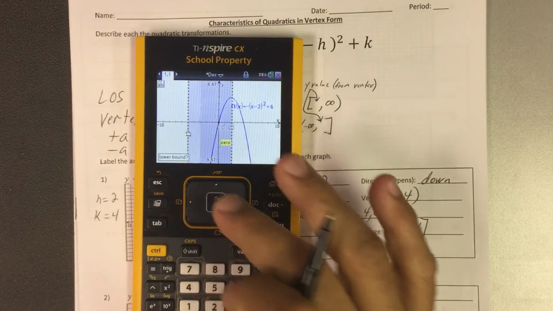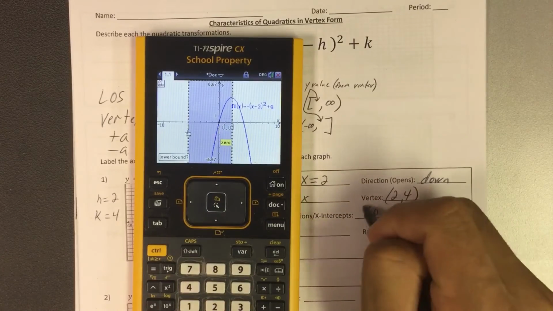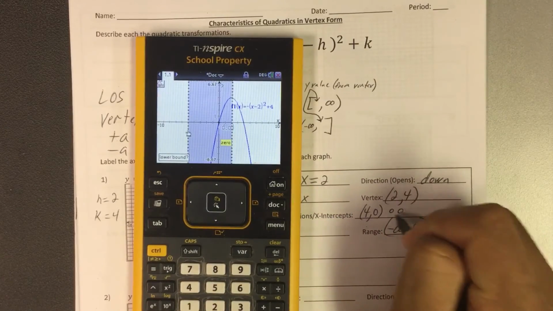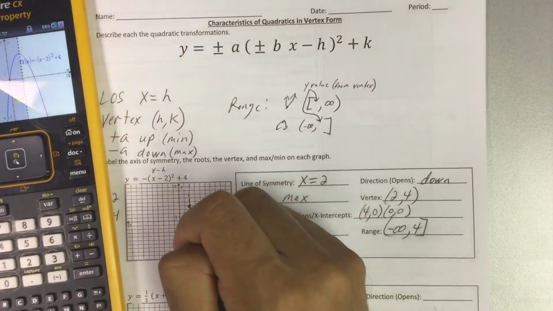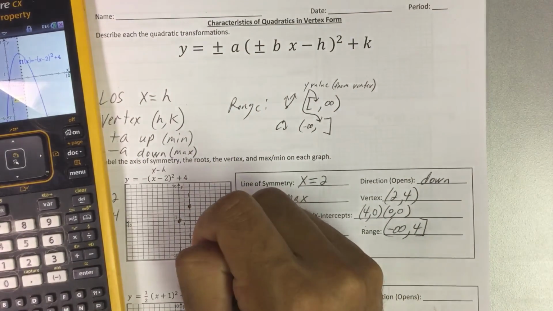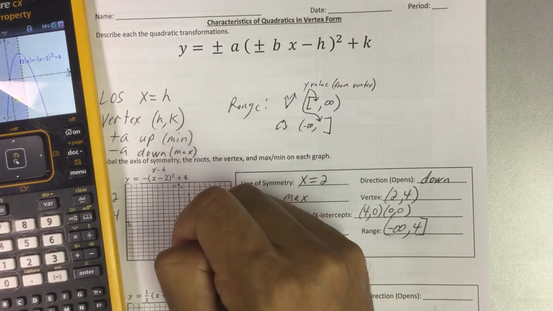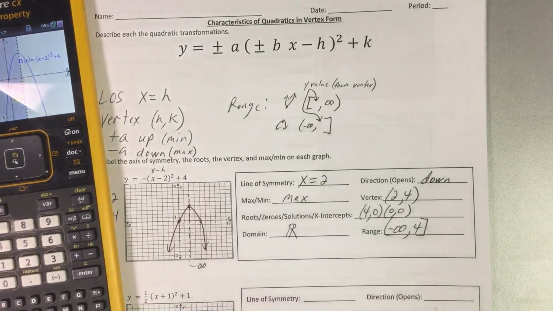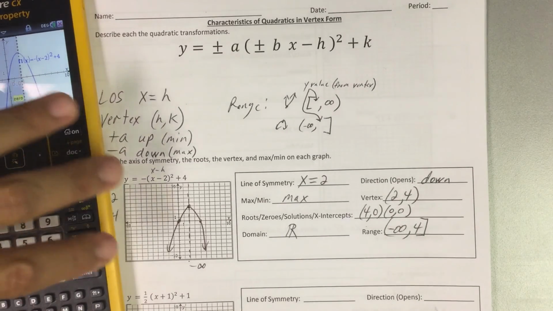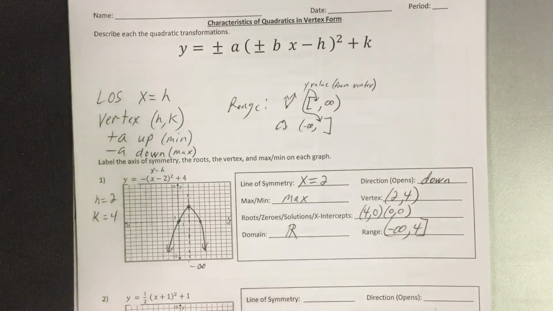And then go the other way. 0, 0. So that gives me all the points I really want. 0, 0, 4, 0. I know it's going to be pointing down there, pointing down there. And we're kind of done there. All right? That's what we're doing on all of these.